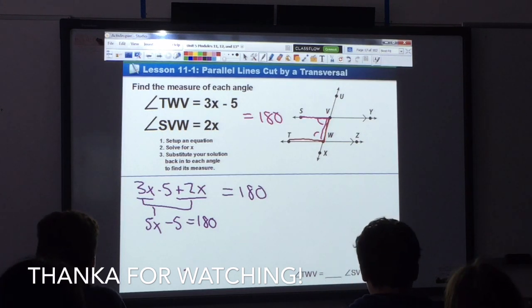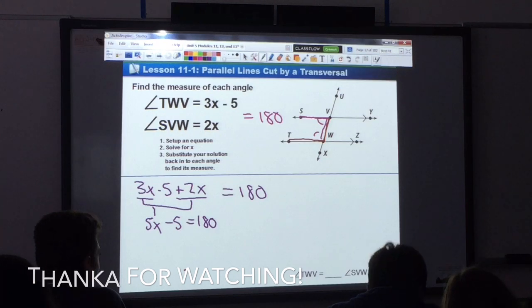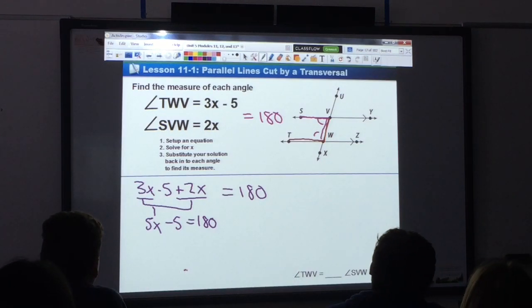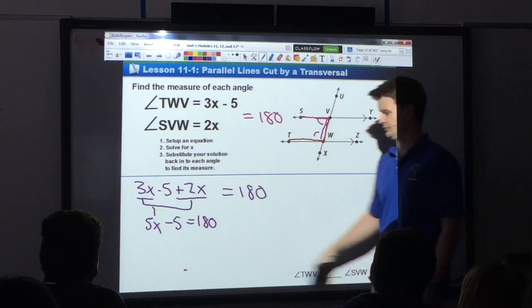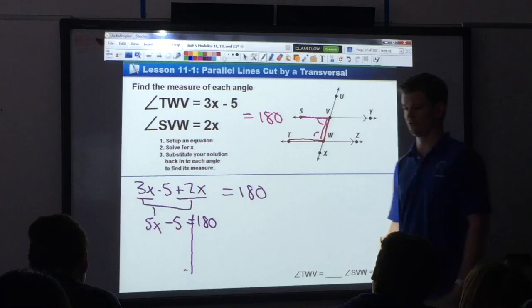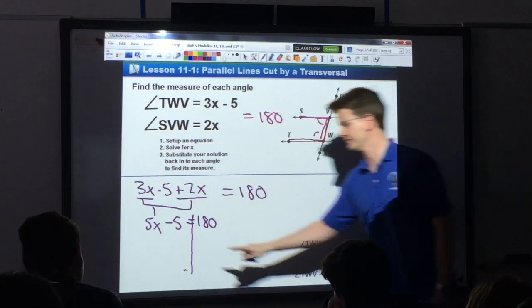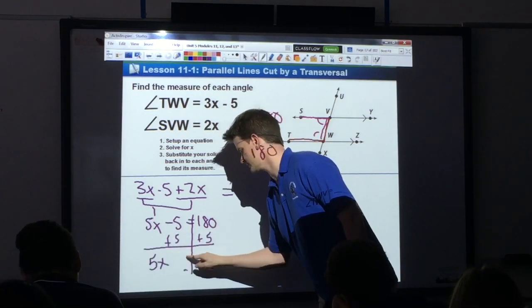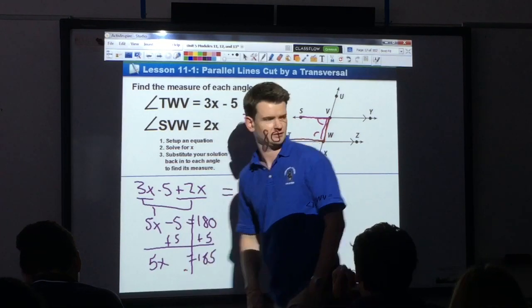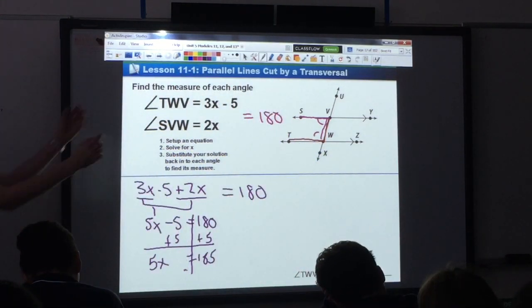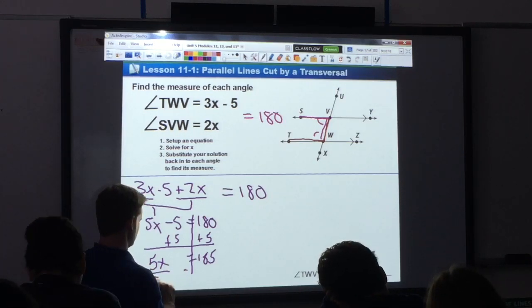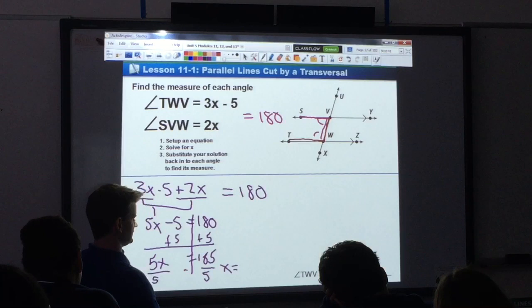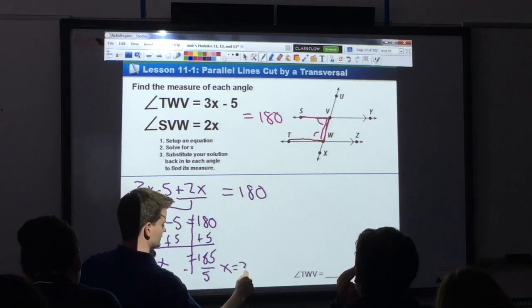This is a two-step equation. 5x minus 5 equals 180. How would I solve that equation? No, not dividing yet. In order to divide, you have to get the x term alone by itself. How do you get the x term alone by itself? So what's the opposite of a negative 5? Yeah, you add 5 to both sides, plus 5 plus 5. That's going to give me 5x is equal to 185. Now that we're here, we divide both sides by my coefficient, which is 5 and 5, and I get x is equal to, anybody? 37. X equals 37.